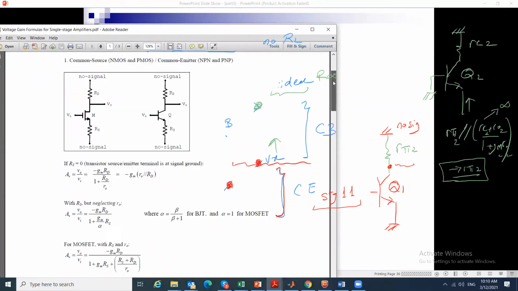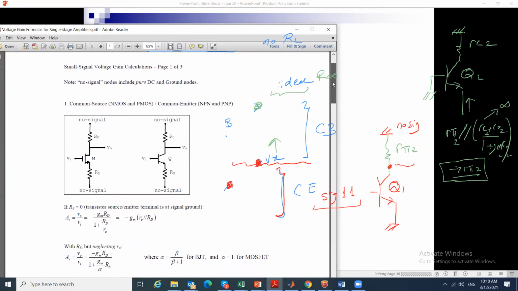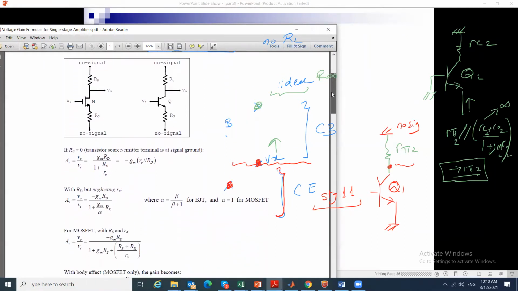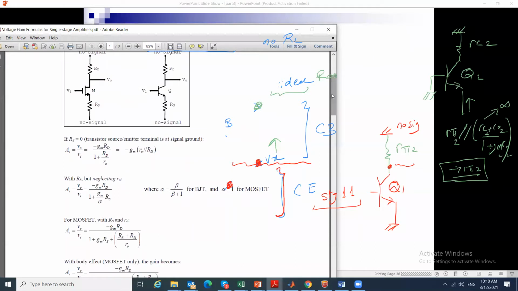It's the first page. I don't have RS, I only have R, what they call here RD, and therefore the equation, if RS is 0, is minus gm ro over RD. So the gain is minus gm times ro parallel to whatever I see at the drain node or the collector node. They use the same terminology here, they call it RD.